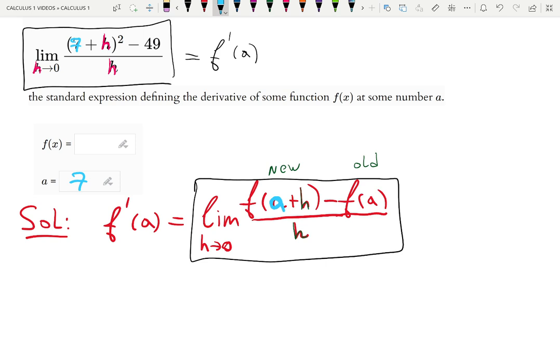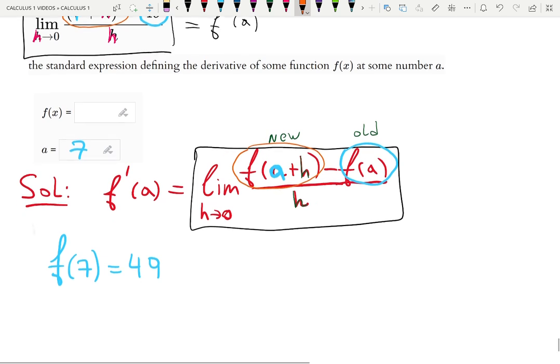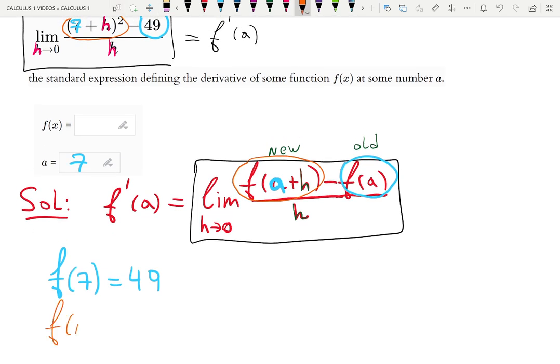Now, what was the original function f? Well, there's two ways of seeing it, maybe even more than two. On the right-hand side here, after the negative sign, we have f of a. And here we have 49. So we know that f at 7 is 49. Okay, that's some kind of information. And then we see that f of a plus h is squared. So f of a, well, a is 7, we already know that.